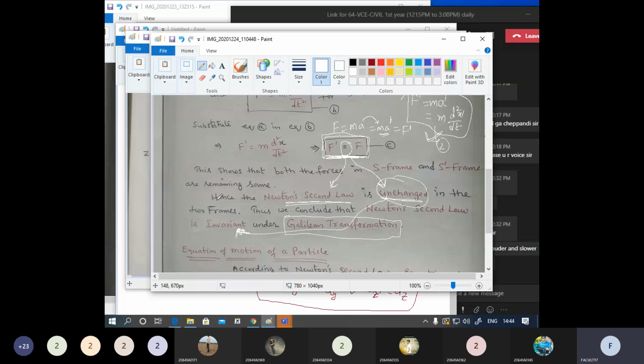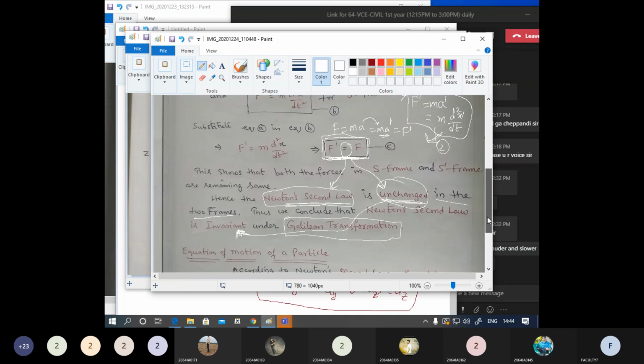So what is the conclusion? Newton's second law is unchanged in the two frames. Thus we conclude that Newton's second law is invariant under Galilean transformations. That is the end of the topic. What we learned here is the invariance of Newton's second law.